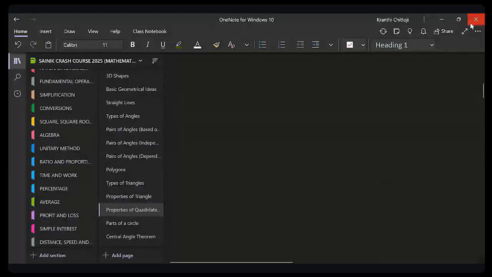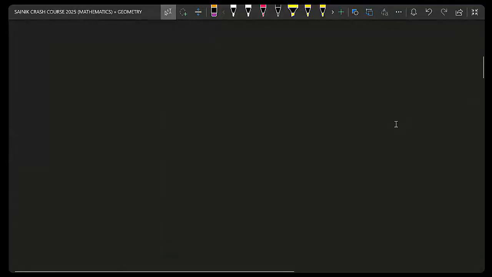Good afternoon, students. Last class we started discussing the types of quadrilaterals and their properties. We're going to continue. The first type of quadrilateral that we are going to discuss is the trapezium.